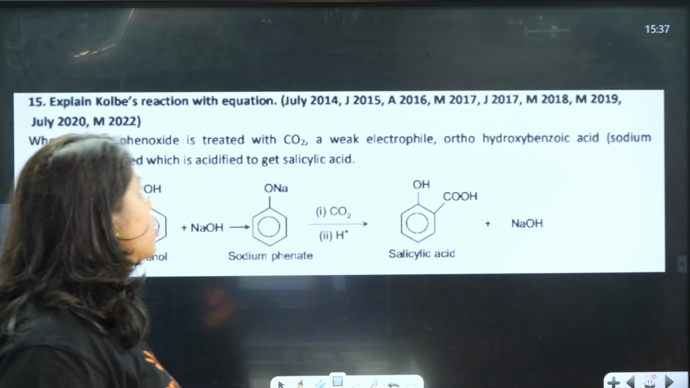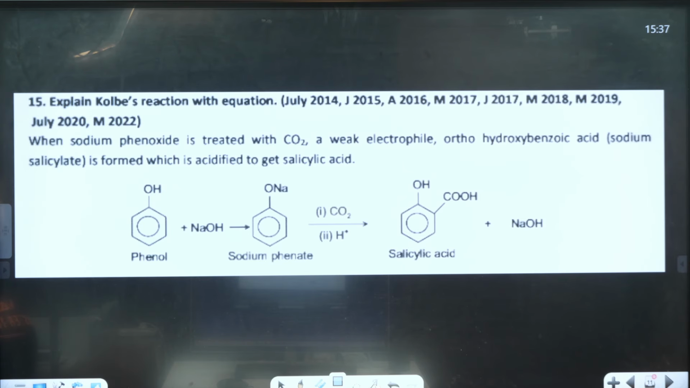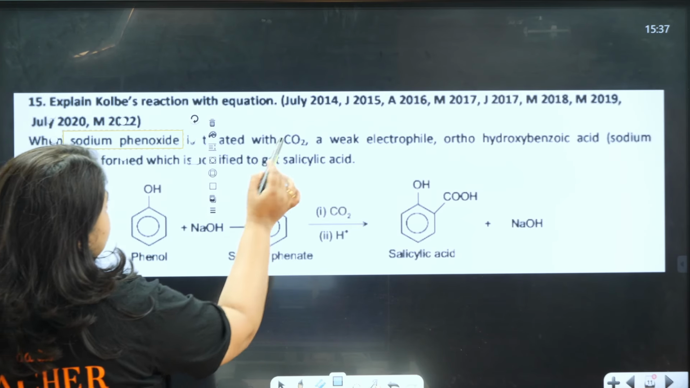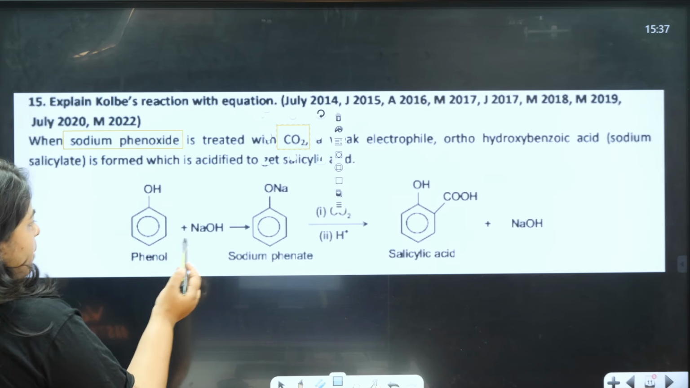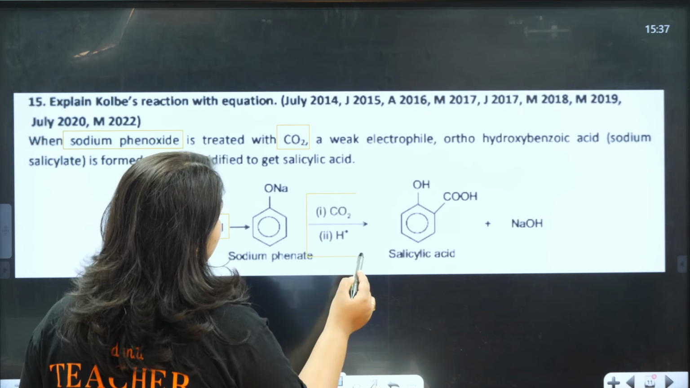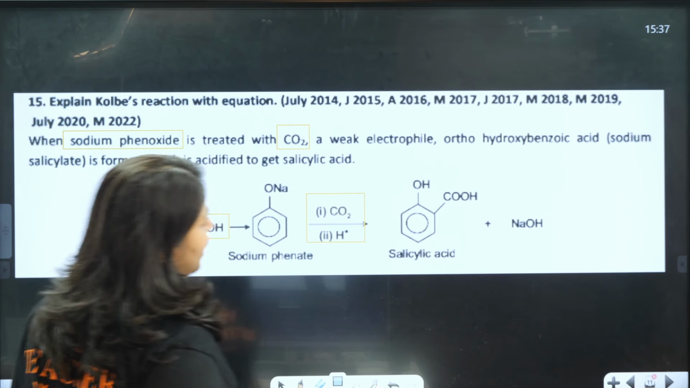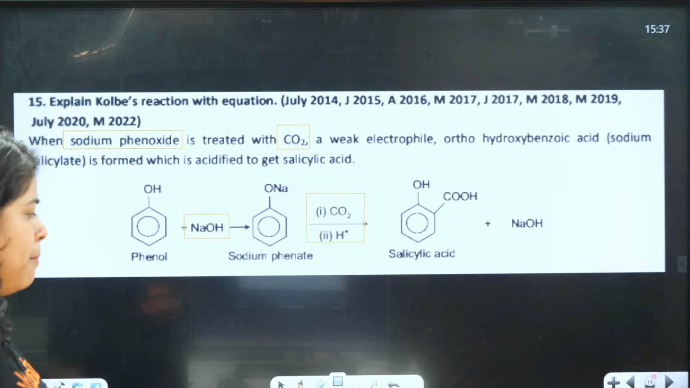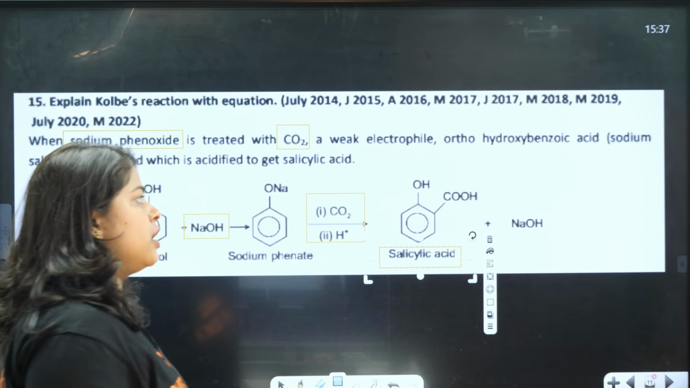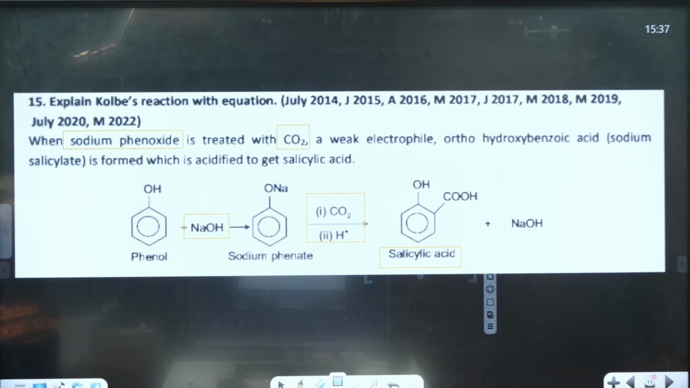Okay. Next question. Explain the Kolbe's reaction with an equation. This was also asked a lot of times. Sodium phenoxide is treated with CO2 and then H plus, with CO2 as a weak electrophile, and we get ortho-hydroxybenzoic acid, also called salicylic acid. Clear? Easy it was.